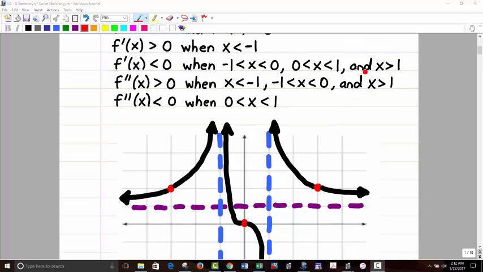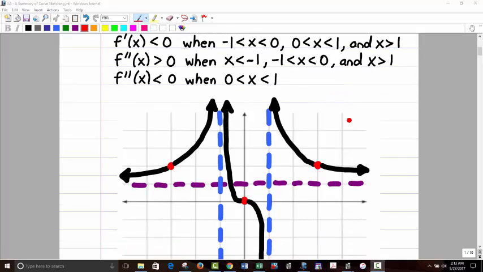And then when x is greater than 1, the graph's decreasing again. So we know it has to run by the vertical asymptote, so it'll come down to the right through that point and then work its way along beside that horizontal asymptote. So that's basically the sketch.